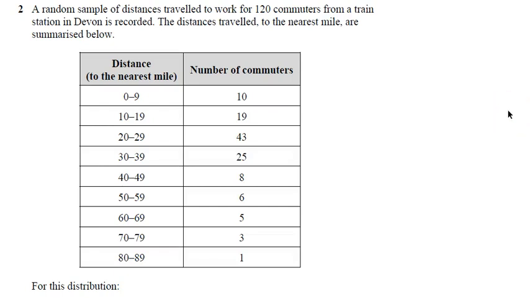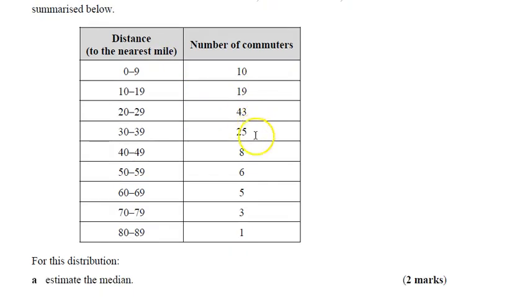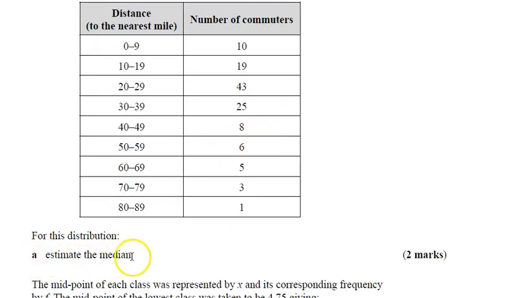Hi, a couple of people have asked about standard deviation, so I'm just going to run through a couple of questions. This first one is a grouped table of data, a frequency table, of 120 commuters and the distance that they've commuted in the table. The first question is about estimating the median.